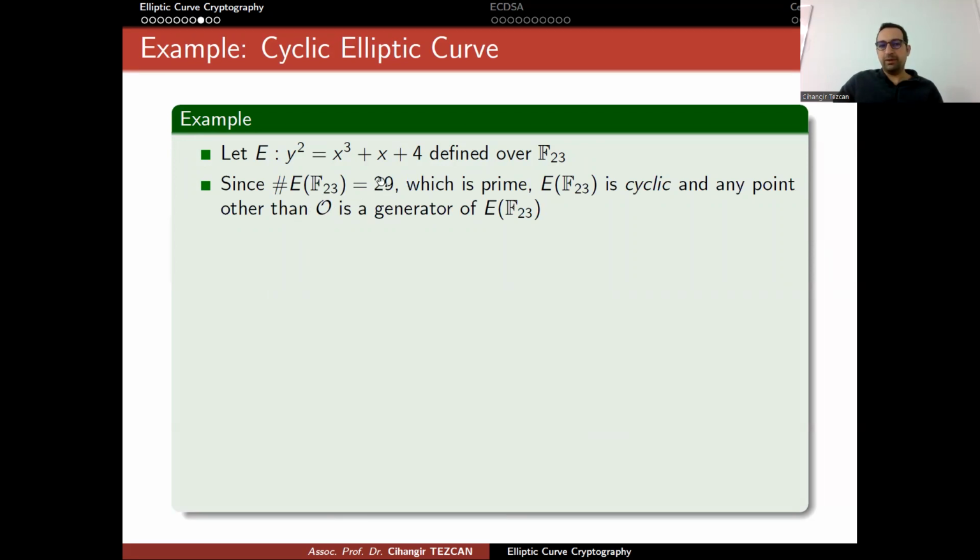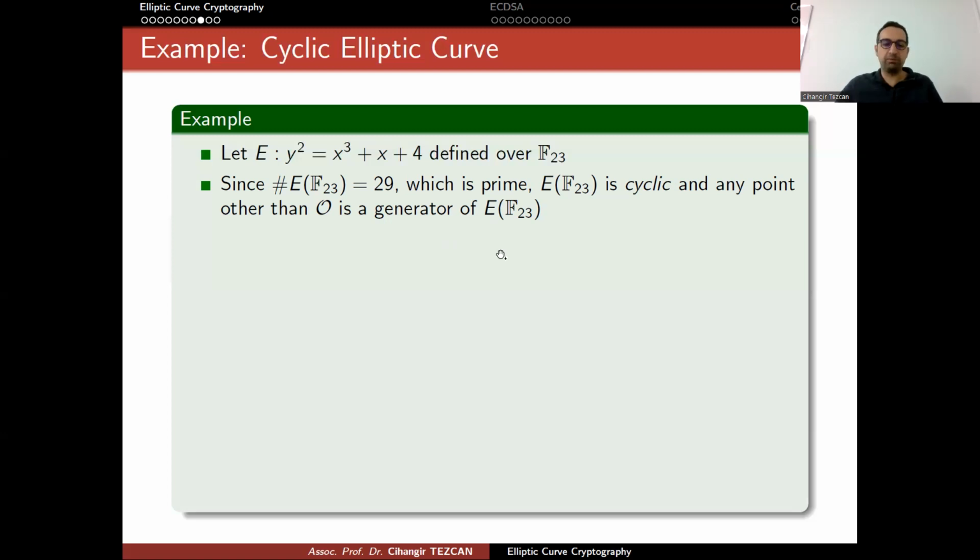We counted the elements. We observed that there are 29 points. The important thing is that this is a prime number. So in these scenarios, this elliptic curve becomes a cyclic group, and any point other than the identity element is actually a generator of this elliptic curve.